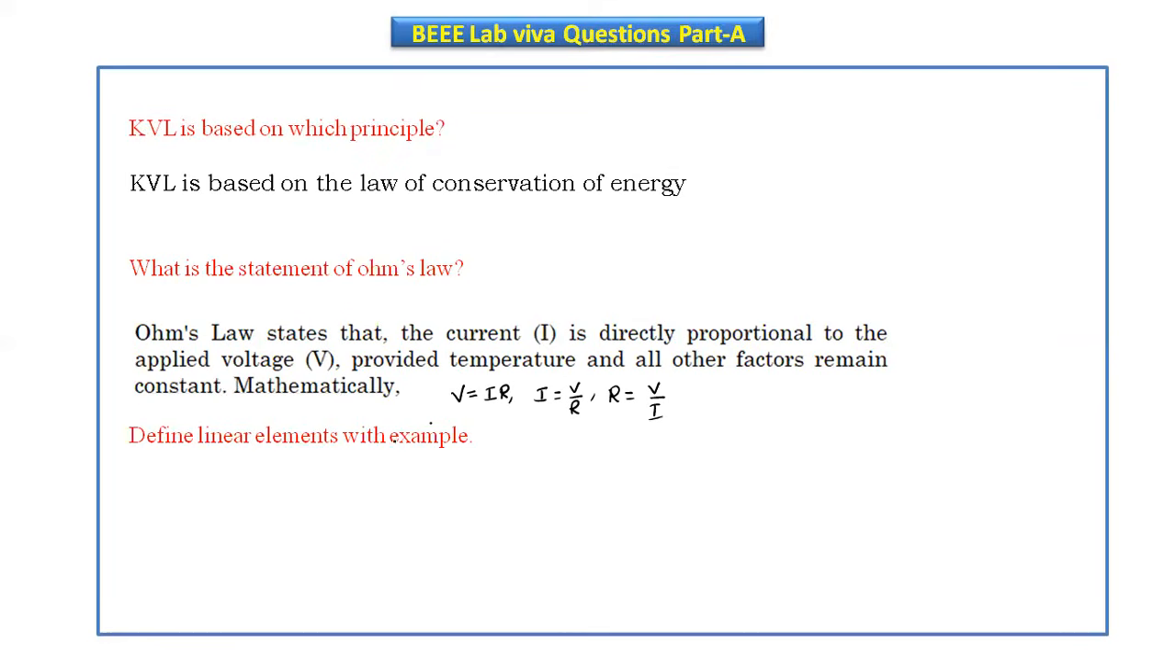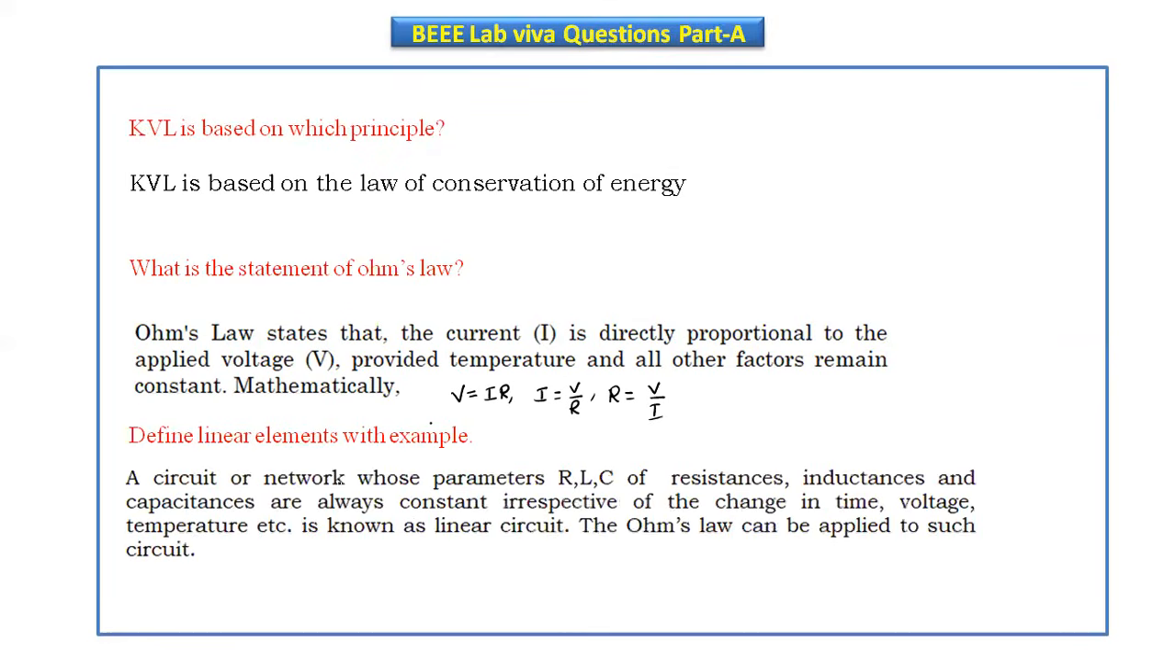Define linear elements with examples. A circuit or network whose parameters, that is the resistance, inductance, and capacitance, are always constant, irrespective of the change in time, voltage, and temperature, is known as a linear circuit. Ohm's law can be applied to such a circuit. Even if you change the voltage, current, and temperature, the parameters stay constant.